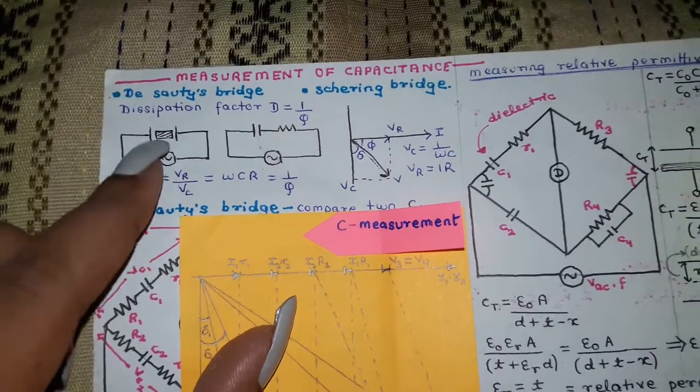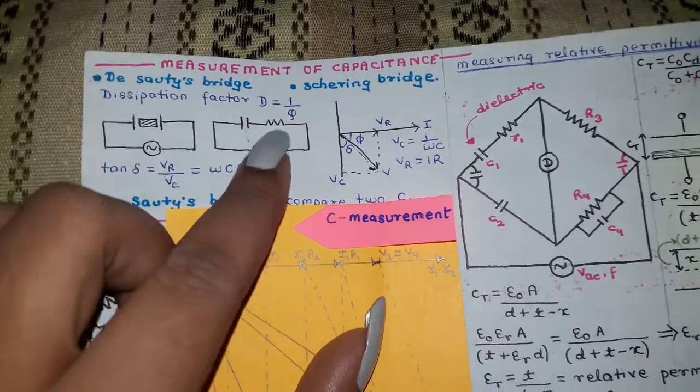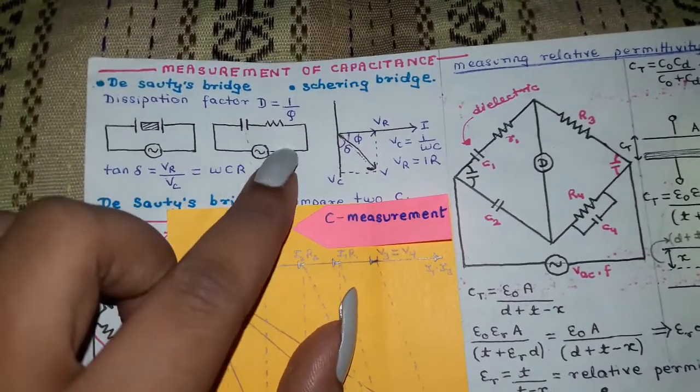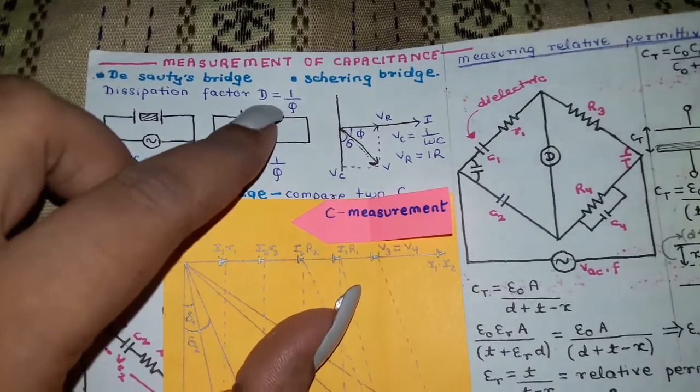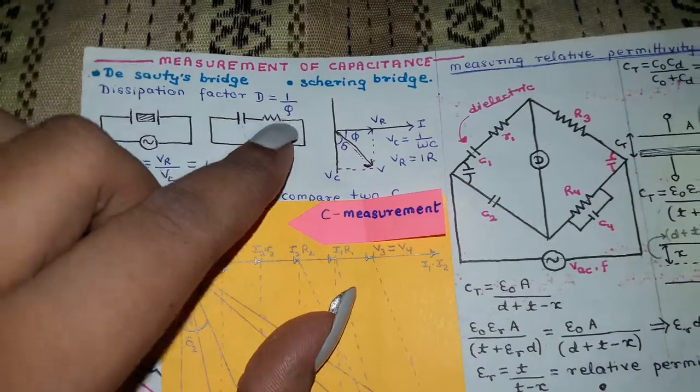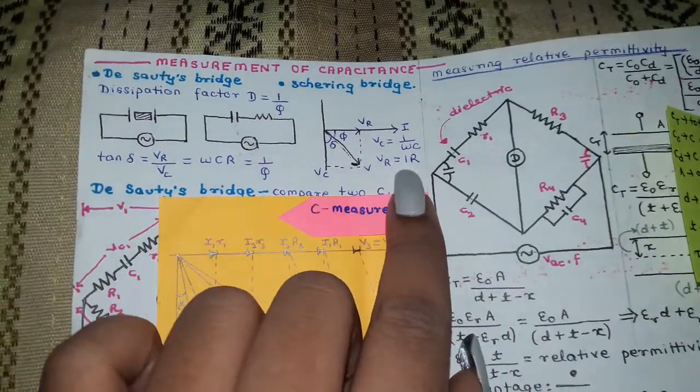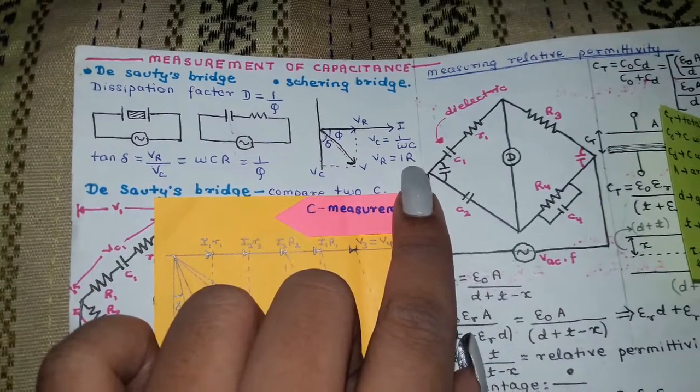But practically, this dielectric acts as a resistance. So this causes some power consumption, and the dissipation factor of the capacitor is given by the inverse of the quality factor. This is your required phasor diagram with regards to a capacitor.